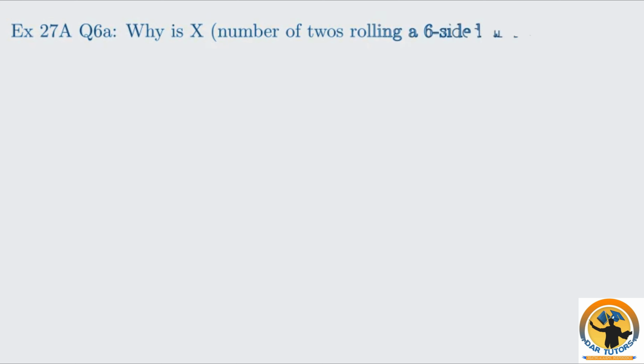Question 6a asks why X is not a binomial random variable for the case of rolling a 6-sided and a 4-sided die and letting X be the number of 2s rolled. This is a great question to test your fundamental understanding of the binomial conditions.